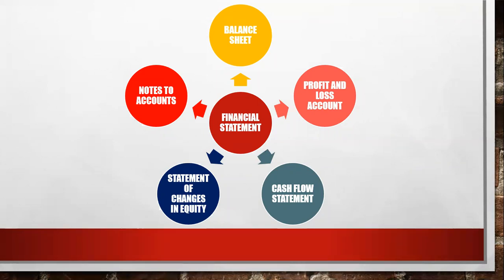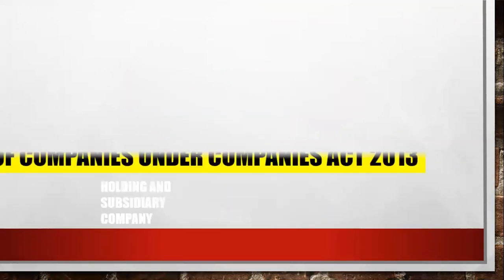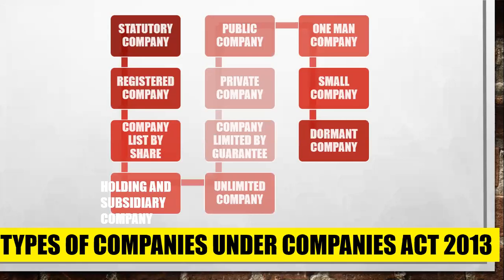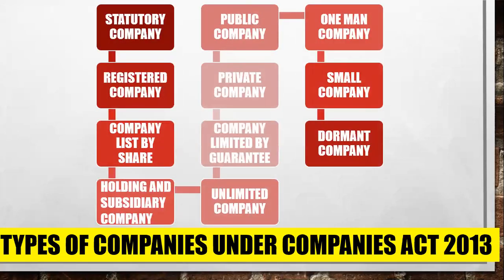Okay. This is the point you have to remember. These are the types of company under the Companies Act 2013. Statutory company, registered company, private limited company, share by guarantee limited company. Already we have discussed this in the companies topic, the third topic.